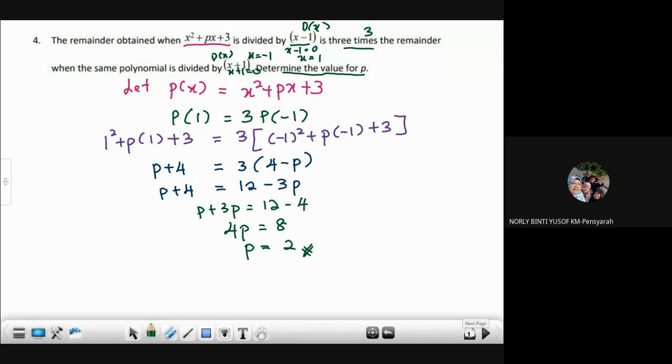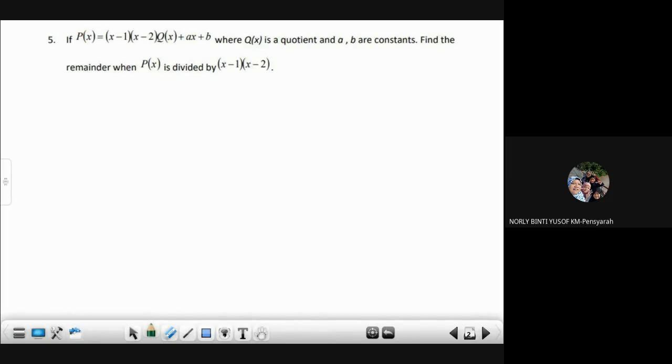Okay, then we go to next example. You'll be given the polynomial in terms of x minus 1, x minus 2. That means this is your divisor lah. So kat sini pun dia kata divided by this one. So this is your divisor equation plus ax plus b. So ax plus b is your remainder. Okay, whereas Q(x) is quotient and a, b are constants. Find the remainder. So it means find the remainder when P(x) is divided by x minus 1, x minus 2.